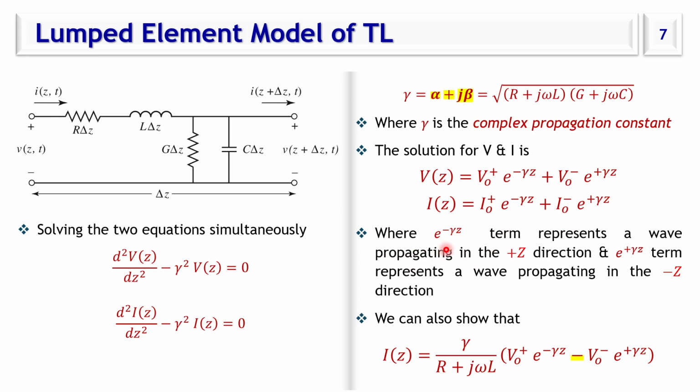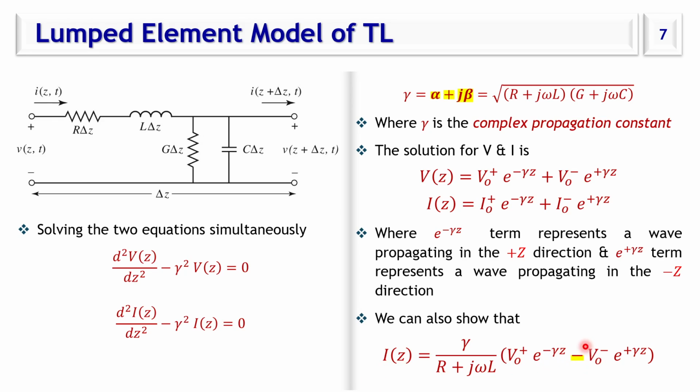E to the minus gamma z represents a wave propagating in the positive z direction. This is why we denote this constant with positive. E to the plus gamma z denotes a wave propagating in the negative z direction. This is very similar to plane wave propagation in unbounded media. We can also show that the current is related to the voltage with this relation here.